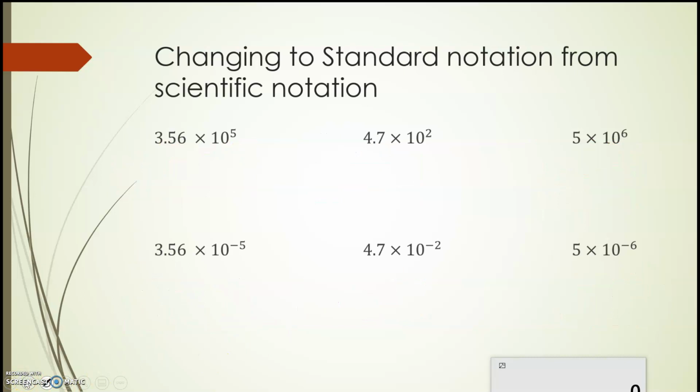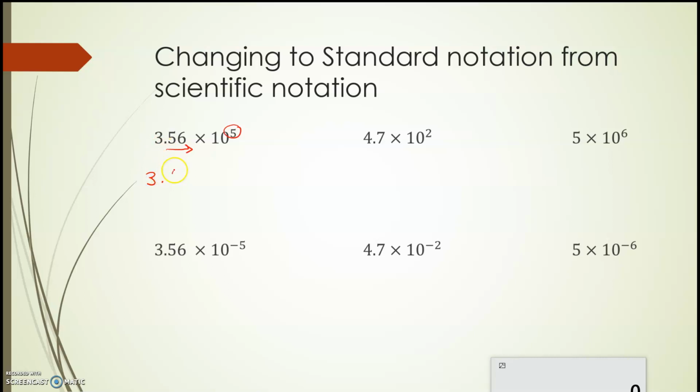Okay, so here, we're changing it out of scientific notation. This is positive, so we know we have to make a big number. That means your decimal is going to move this way. When it's positive, it's going to move to the right because it's going to be a bigger number. You want it to be bigger than 0. Okay? So let's write this out.